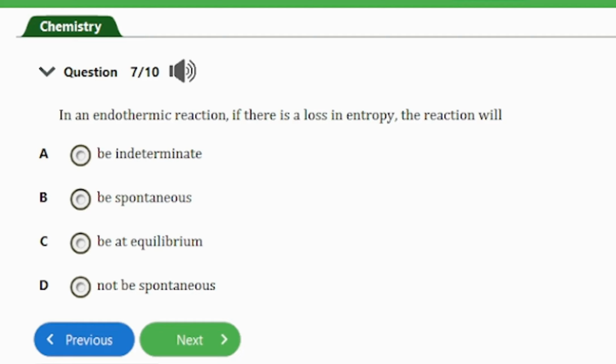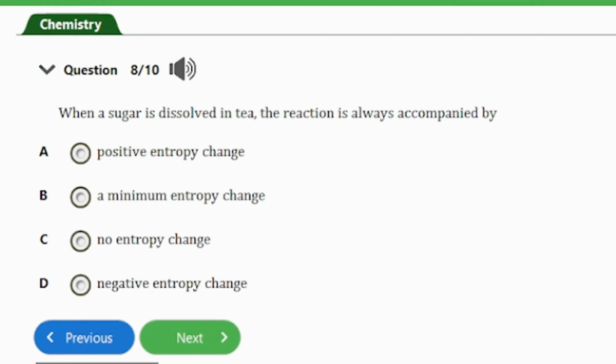So guys, in an endothermic reaction, if there is a loss in entropy, the reaction will not be spontaneous. So let's consider the next question, question number 8 here. It says, when a sugar is dissolved in tea, the reaction is always accompanied by A, positive entropy change, B, a minimum entropy change, C, no entropy change, D, negative entropy change.